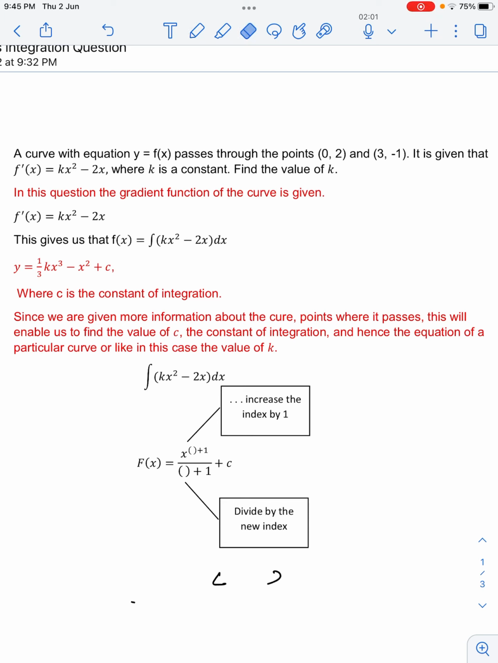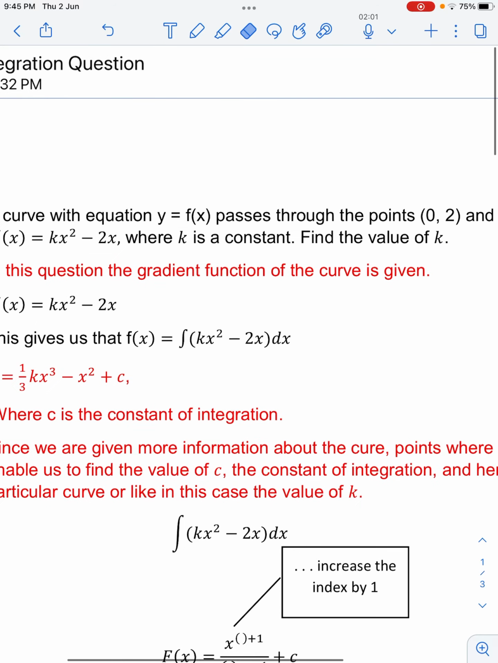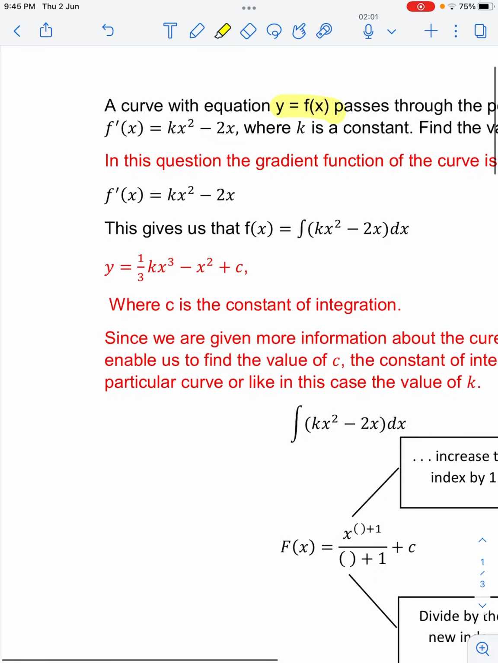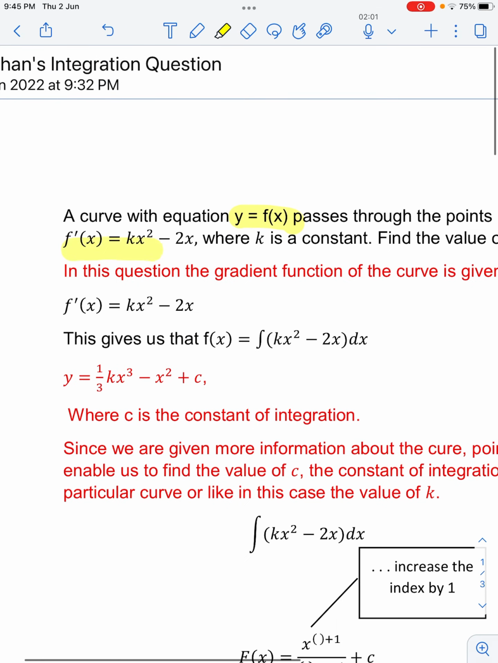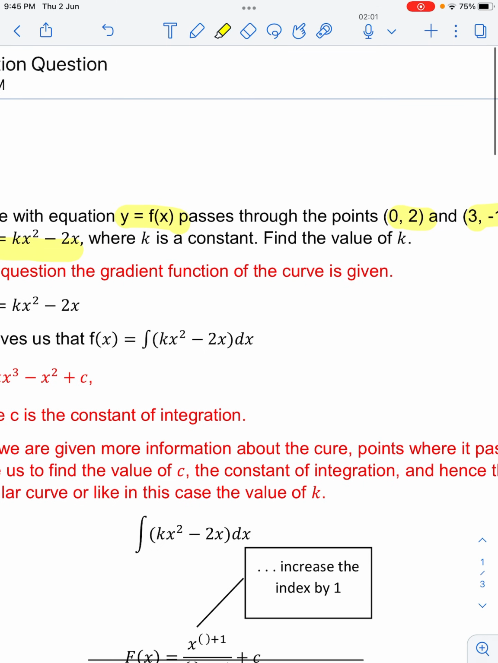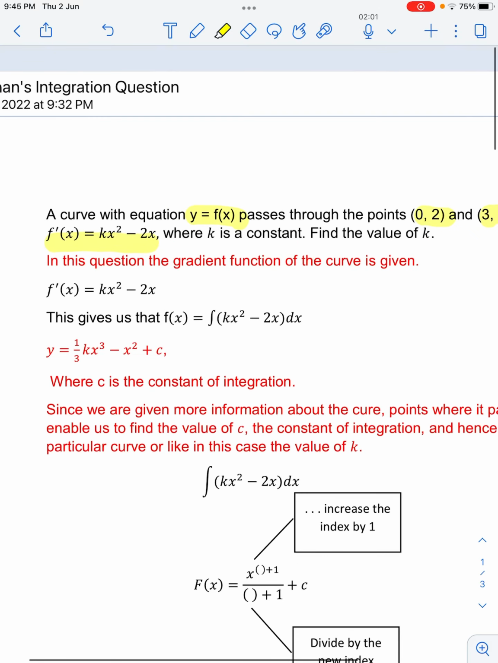So they say to you, a curve with the equation f of x. We don't know what the equation of the curve is, and in order for you to find the equation of the curve, you have to do a few more things. It says it passes through the points (0, 2) and (3, -1), and it is given that the derivative of that function is kx squared minus 2x, where k is a constant, and you need to find the value of that k.